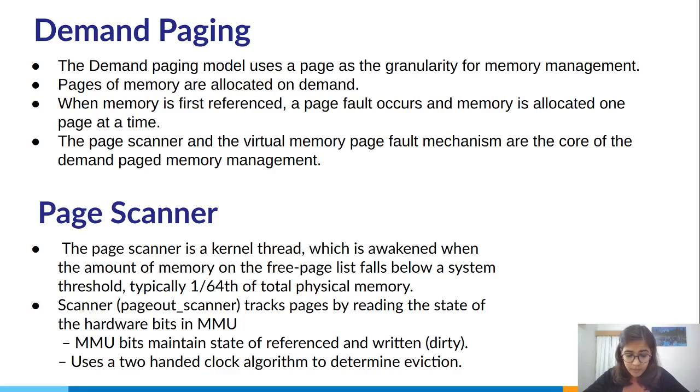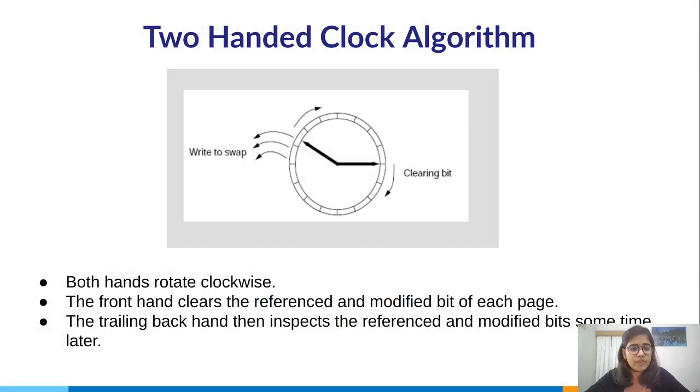Demand paging is implemented with the help of a page scanner. The page scanner is a kernel thread which is awakened when the amount of memory on the free page list falls below a system threshold, typically 1/64 of the total physical memory. The scanner tracks pages by reading the state of the hardware bits in the MMU. MMU bits maintain the state of referenced and written bits, and it uses a two-handed clock algorithm to determine the eviction. Now let's take a look at this algorithm and how it works.